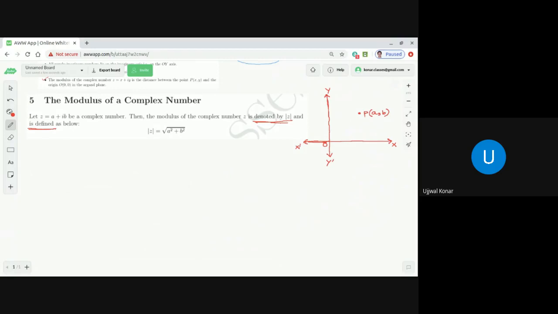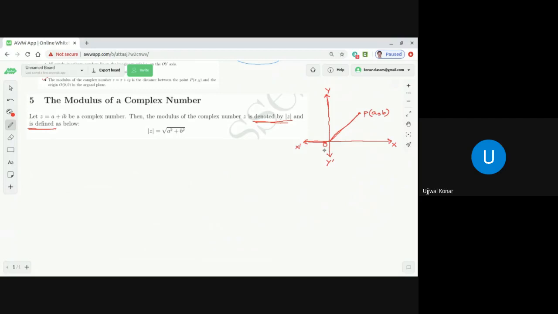Now, from a geometrical point of view, if you recall the distance between two points, OP is the distance, dear students: square root of (a minus 0) whole squared plus (b minus 0) whole squared. Why does 0 come? Because the coordinate of the origin is (0, 0). So that is what is called the modulus.